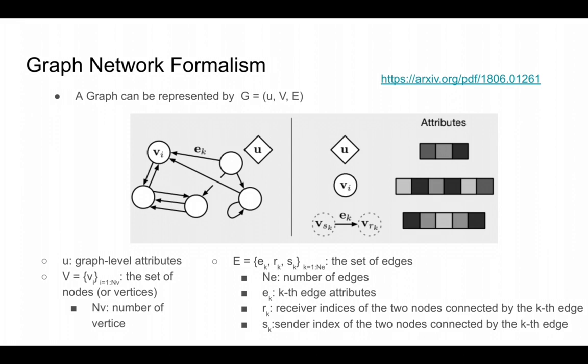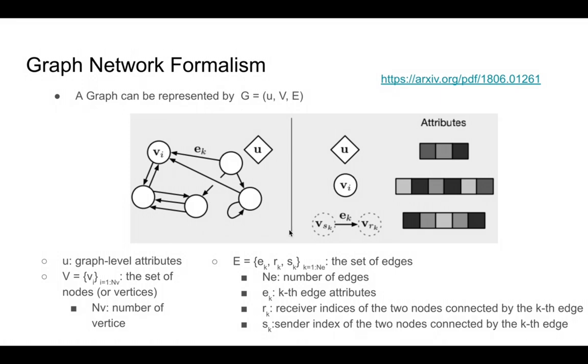To formulate a graph network, first let's define what a graph is. A graph can be represented by U, V, and E. U represents graph level attributes. V is the set of nodes or vertices, and N_V here represents the number of vertices.